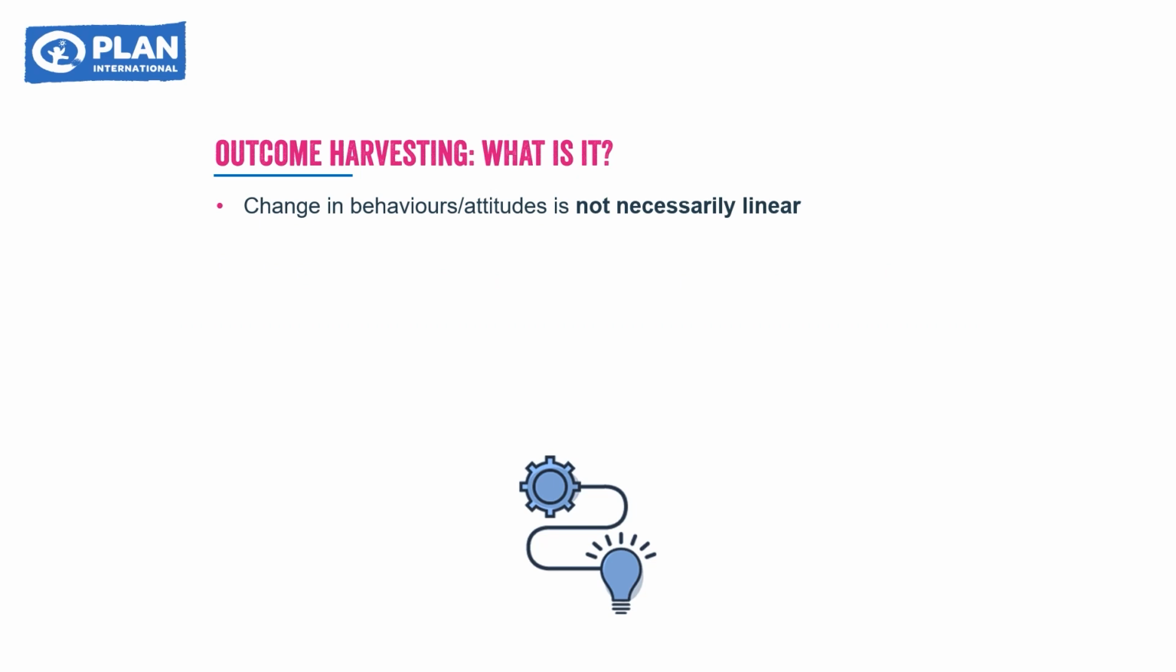We tend to develop results chains when change is linear and predicted. However, changes in attitude and behavior are not necessarily linear. That is why outcome harvesting is interesting. It helps to identify instances of change that have happened after program implementation has started.